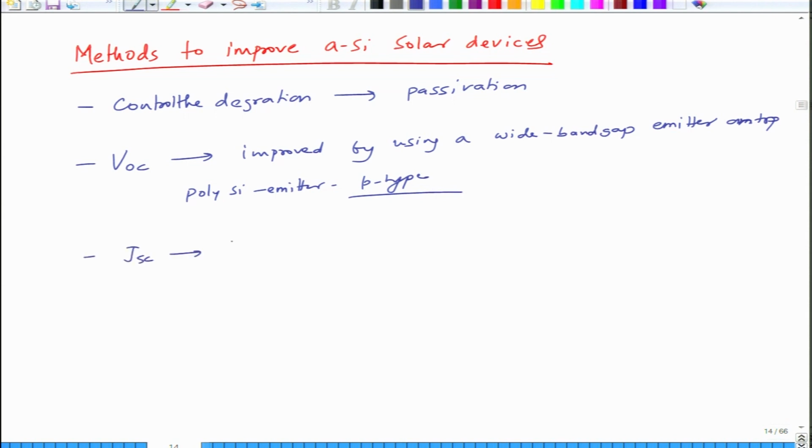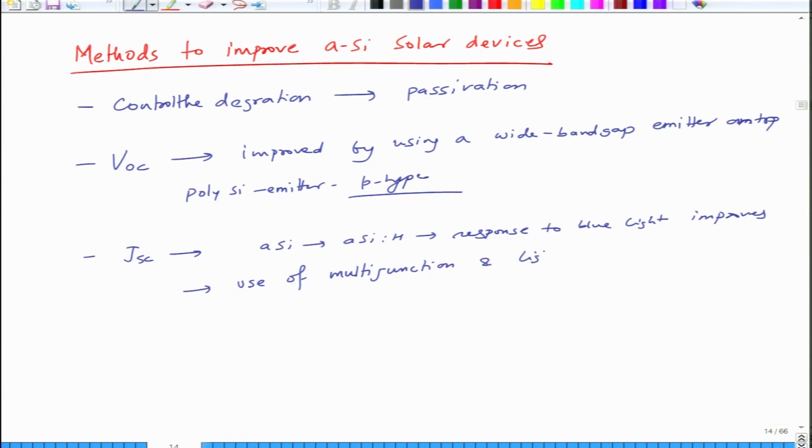JSC is generally improved by hydrogenation. If you convert A silicon to A silicon H, the response to blue light improves. So, more blue light is absorbed if you put hydrogen in the system, and then of course you can use multi-junction and light trapping methods. This is how one can improve these solar cells.